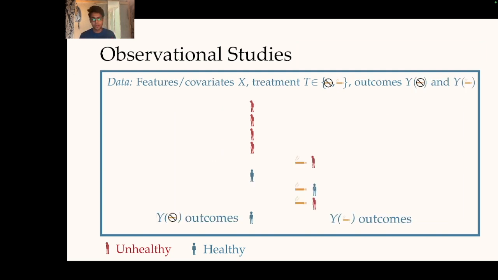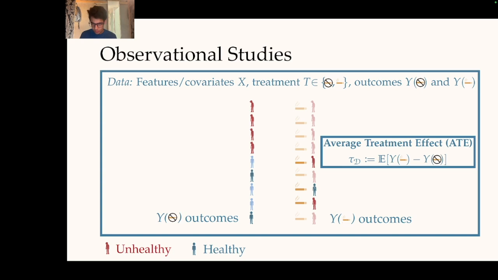So there are many ways to measure what a treatment effect is. Here we'll focus on the average treatment effect, which is defined as the difference between the average health of the individuals in two extremes, one where everyone smokes and one where no one smokes. As I mentioned, there are many other types of treatment effects. We'll focus on the average treatment effect in this talk, but our techniques extend to these other treatment effects as well.